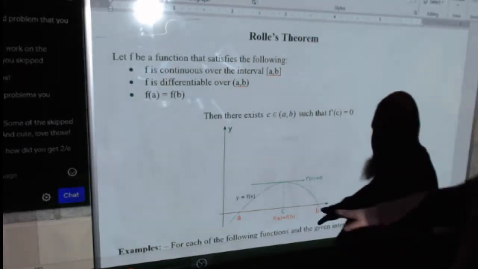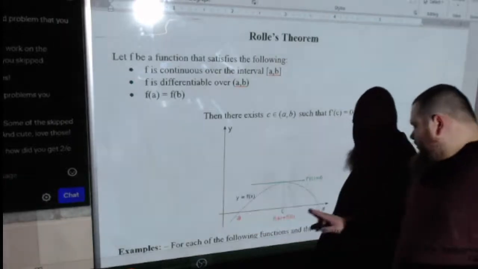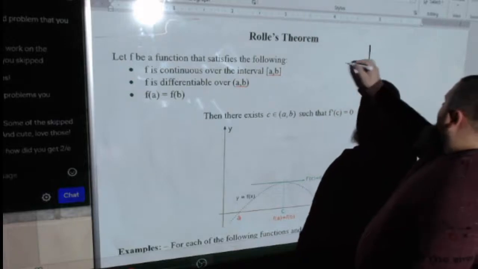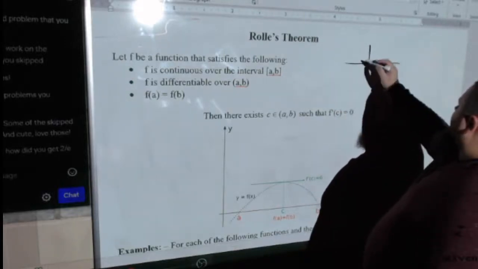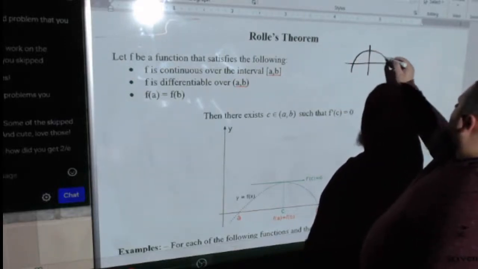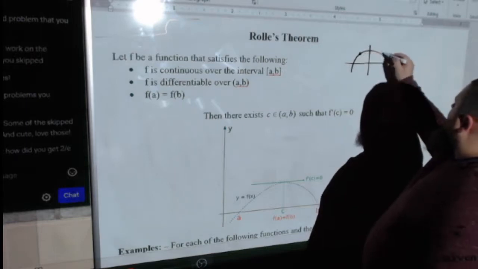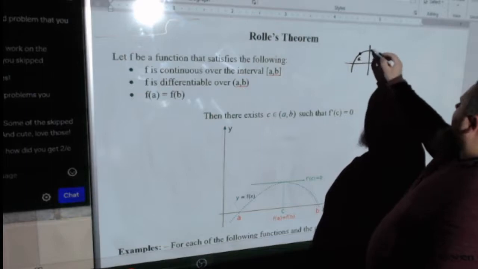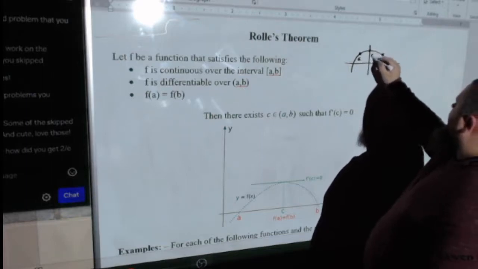Now this is generalized. It says that they both go through the axis, right? They don't have to do that. They could be this point up here and this point up here at A and B, and then this point right here could be C.